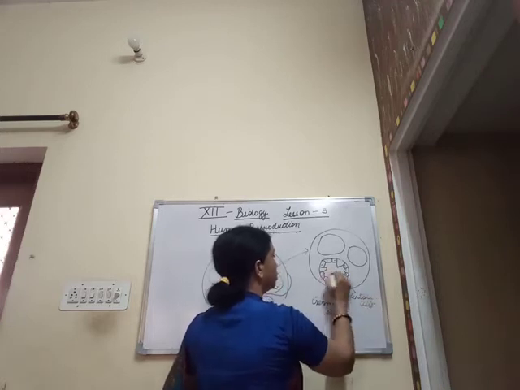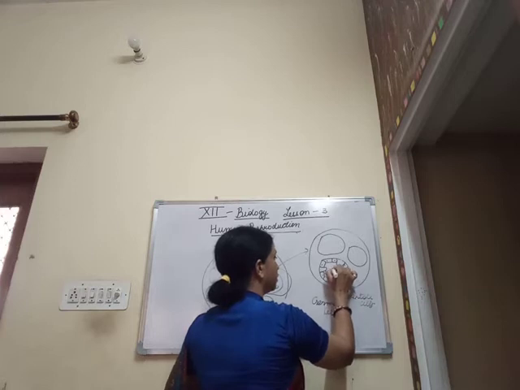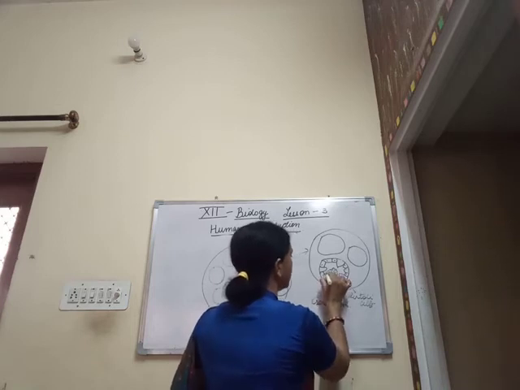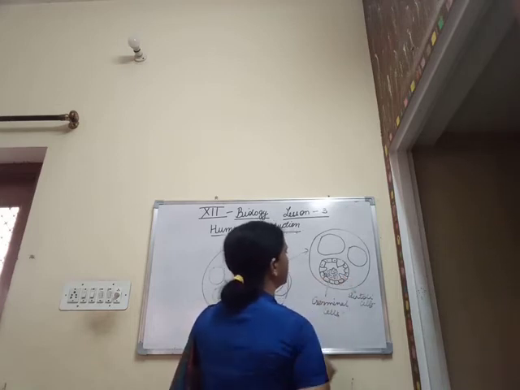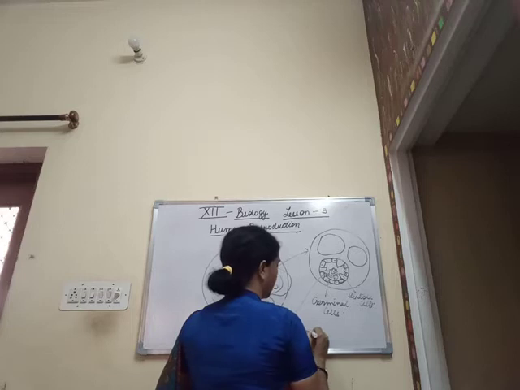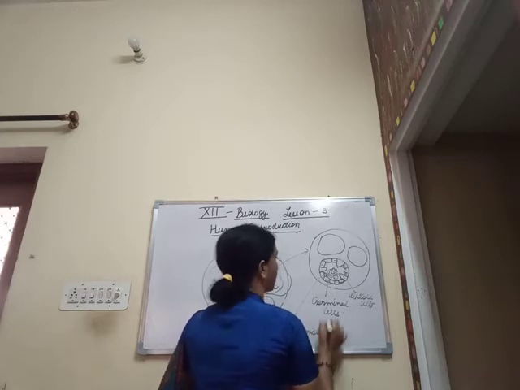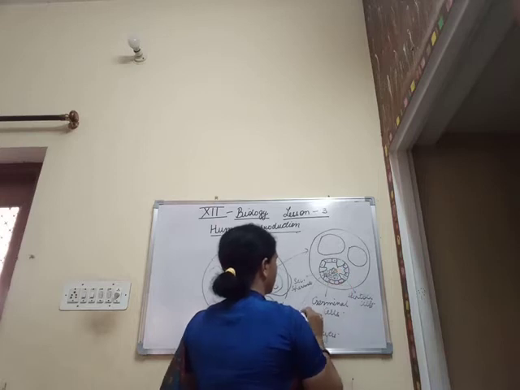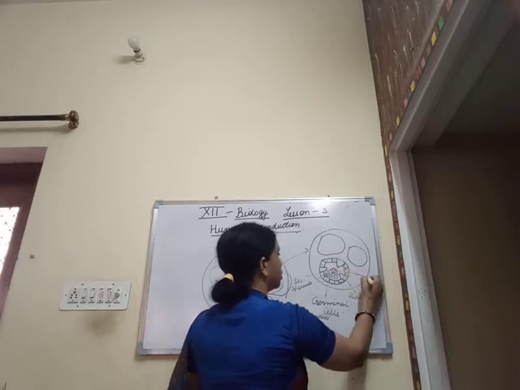Then they undergo the process, and they form primary spermatocytes, then the secondary spermatocytes, and then the spermatids, and then the spermatozoa. So I am going to label it: primary spermatocytes, this is secondary spermatocytes, and then this is spermatids, and these are spermatozoans.